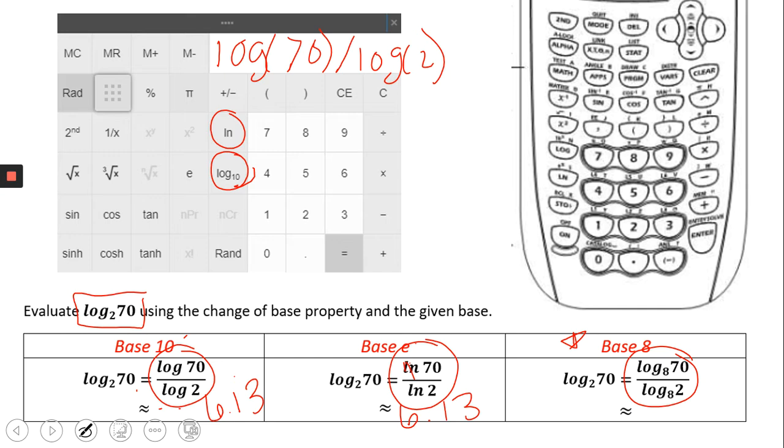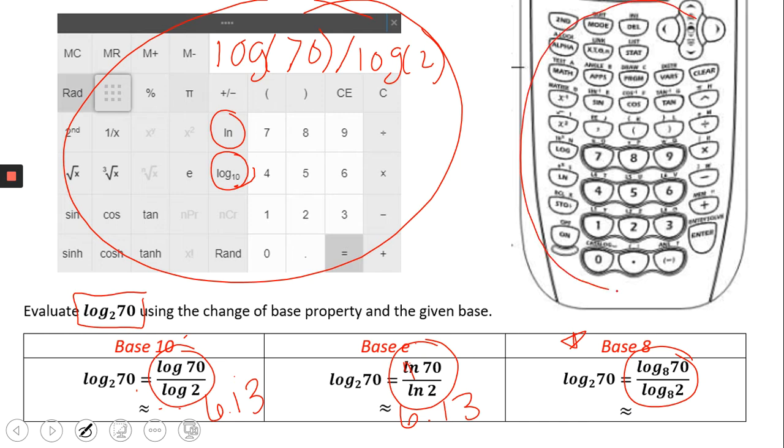Now, base 8 kind of defeats our purpose here because, looking at this calculator, do you see anywhere you can use base 8? Not really. There is a special way you can do it over here, but for the sake of this activity, I want you to mainly be looking at log base 10 and natural logs because it's easier for us to calculate.